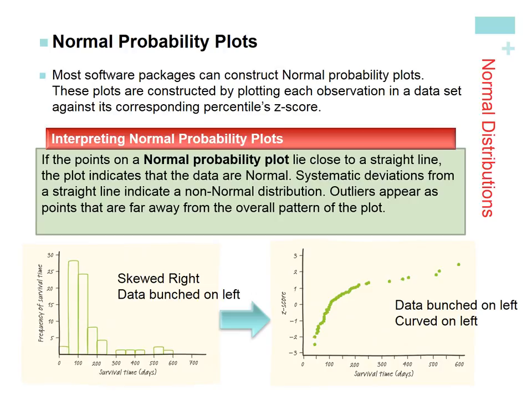Okay, so let's take a look at what this normal probability plot looks like. So here is skewed data. This is skewed to the right. If I draw the normal probability plot, remember, it is the observation plotted against the corresponding percentile z-score. If you take a look at the z-scores, they're all in a pretty low percentile. They're all bunched together, so that's going to indicate that the data is curved on the left-hand side. Take a look at the long right tail. That's going to tell you that it's skewed to the right.